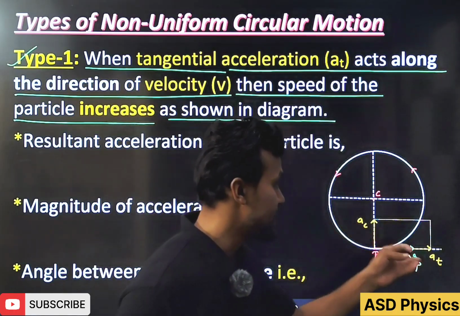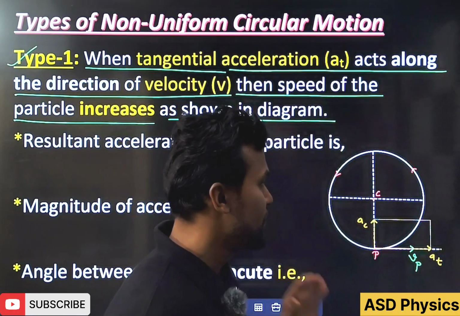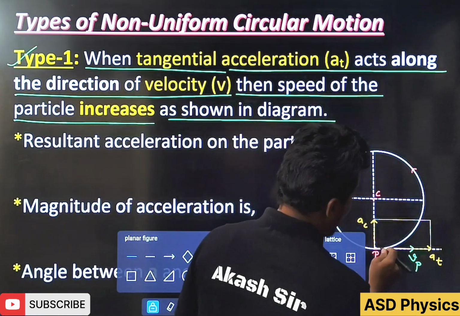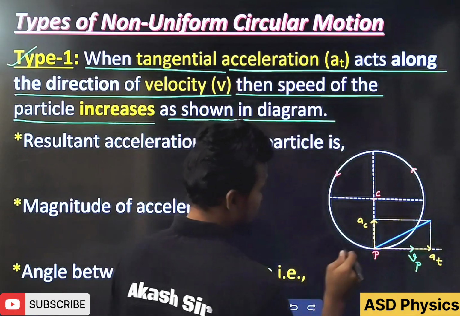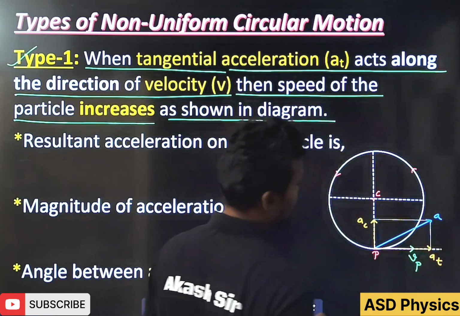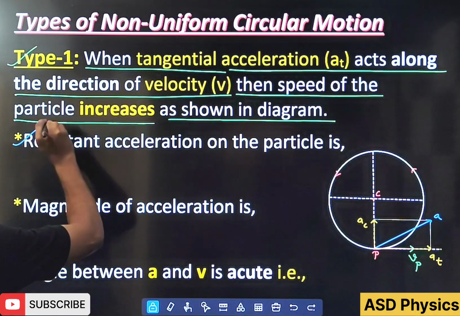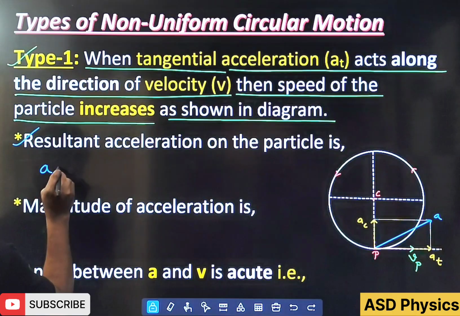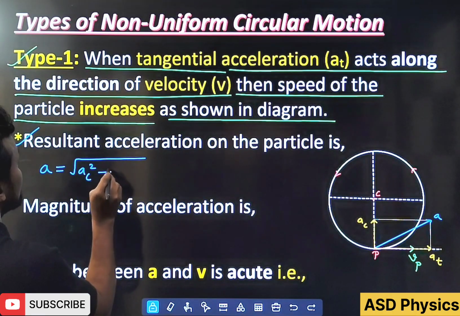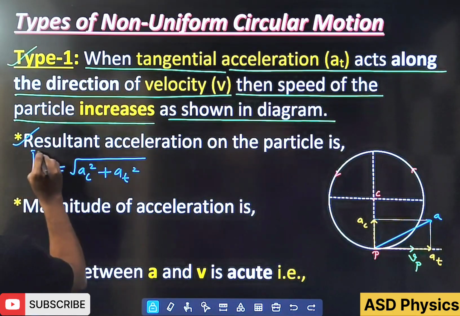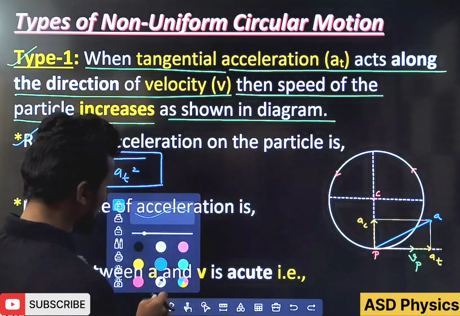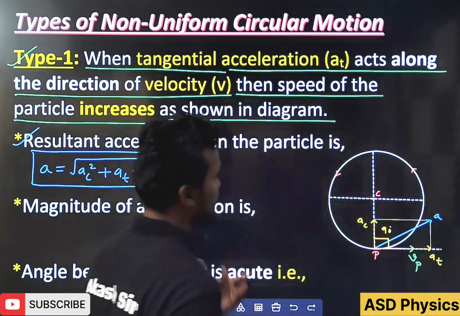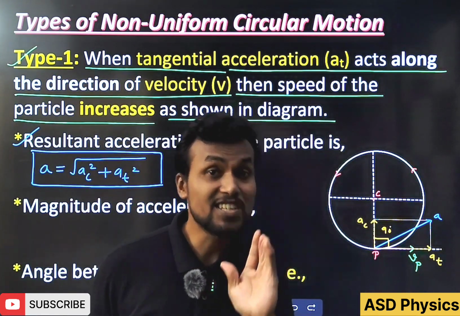So here you can see AC and AT make how much angle? 90 degrees. Okay, and if I draw the resultant of these, it will be this one here. This is the resultant of AC and AT, and I write it as A. The resultant acceleration on the particle is given by root of AC square plus AT square, because the angle between AC and AT is 90 degrees. That's why we can write the acceleration directly; that is called the resultant acceleration.